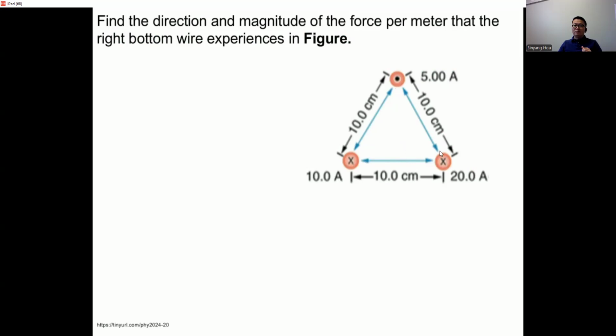It's an equilateral triangle, each side 10 centimeters. So we are looking for the force on this wire. These two wires have currents opposite to each other, so this force would be repulsive. So the force by that one is going to be pointing in this direction, repulsive, so in that direction.